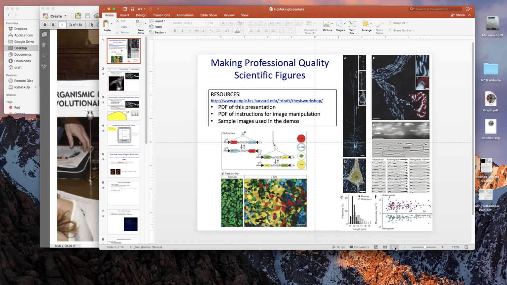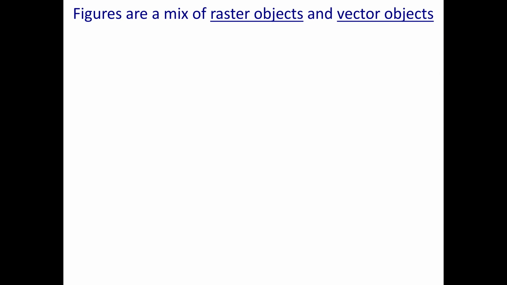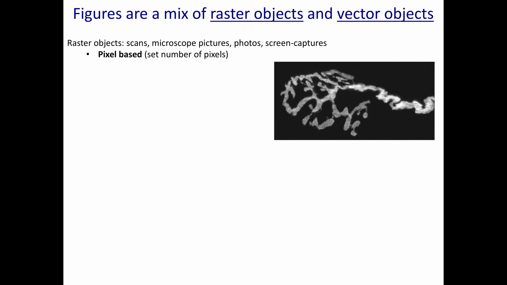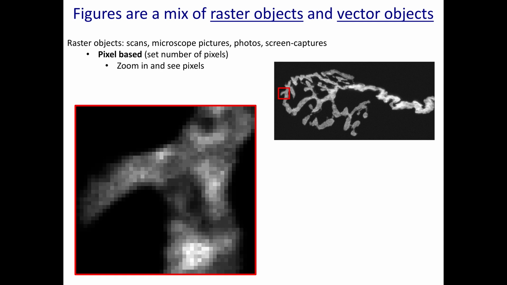So let's take a look at these two different objects in greater detail. We now know that figures are a mix of raster objects and vector objects. The raster objects come to us usually from scans, microscopic pictures, photos, or screen captures, and they are pixel-based. There's a set number of pixels when they're acquired that they retain forever. When you zoom in, you can see those pixels. So here I'm just zooming in on a small portion of that image, and you can actually see those square blocks. And each of them has a different intensity, and those differences in intensity represent the object that was imaged.